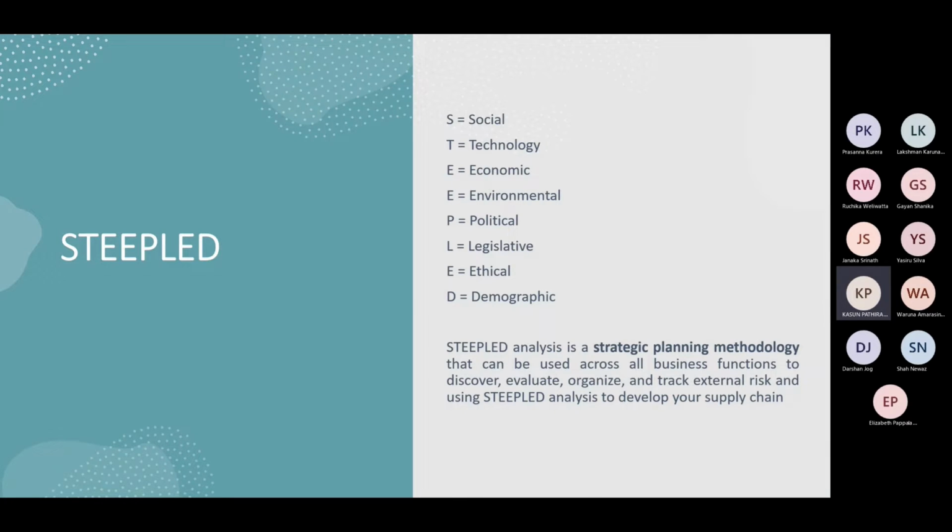So one of the things that we can think about is STEEP PLE analysis. That is actually a strategic planning methodology. So if you think about the things that we were talking about earlier, social, technological, economic. So this is actually having social, technological, economic analysis, environmental analysis, political analysis, legislative, and ethical, demographic. So if you think about one of the things that we discuss, the Russia and Ukraine war, that's actually coming under the political.